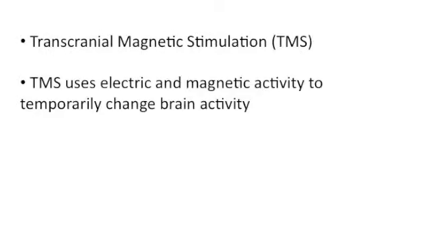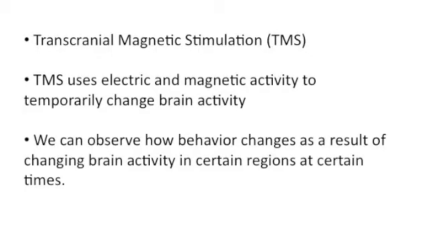Let's review what we learned. We learned that TMS, or transcranial magnetic stimulation, uses electric and magnetic activity to temporarily change brain activity. By using TMS over certain brain regions at certain times, we can start to understand how different parts of the brain work to do things. In this example, we TMS'd Matt's motor cortex to make his finger move. But TMS can be used over other parts of the brain to examine different functions.